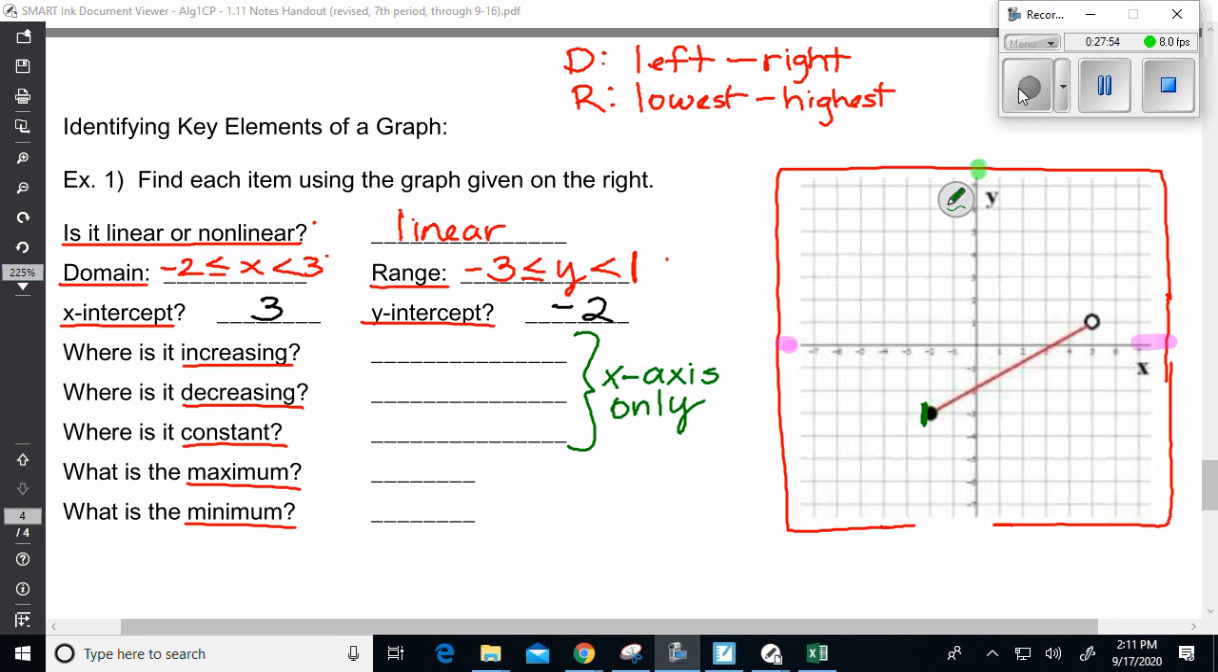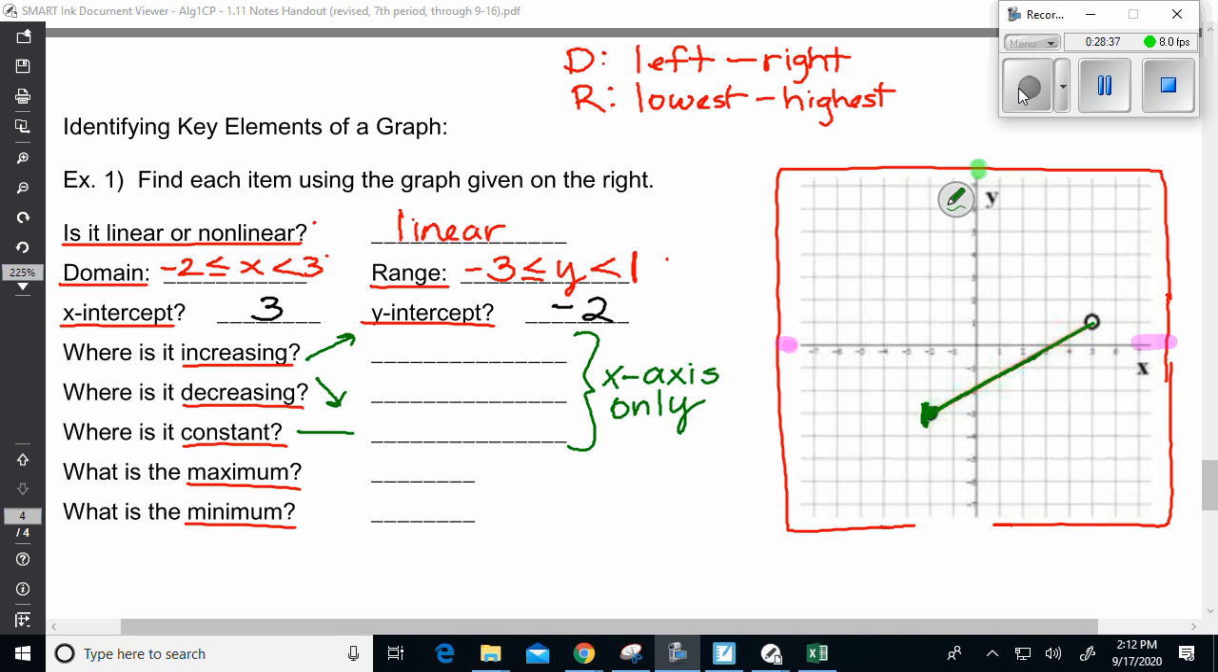Now increasing means the graph is going up. Decreasing means the graph is going down. Constant means the graph is flat. So if I start at -2 and trace this line, am I going up or down? I'm going up. Is there ever a point where I go down? No.